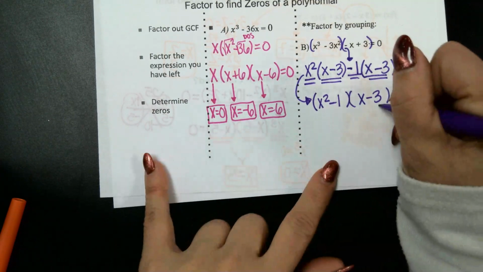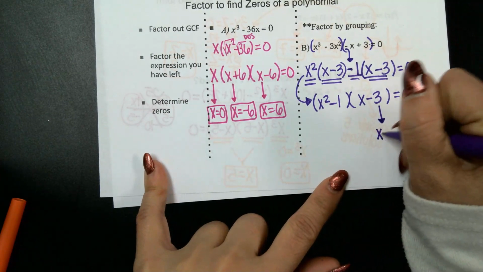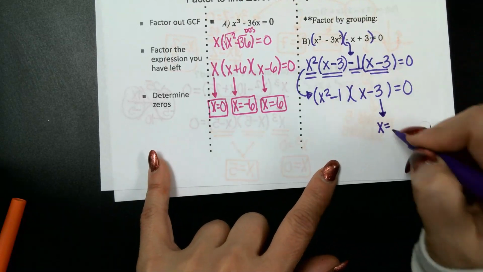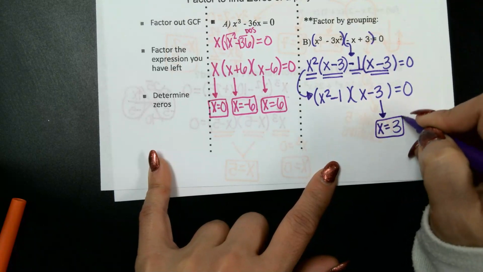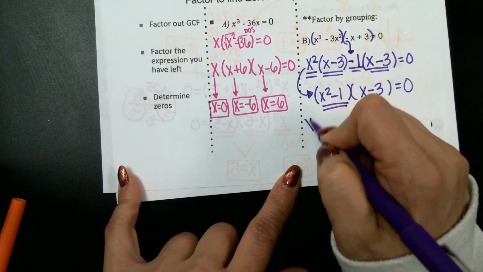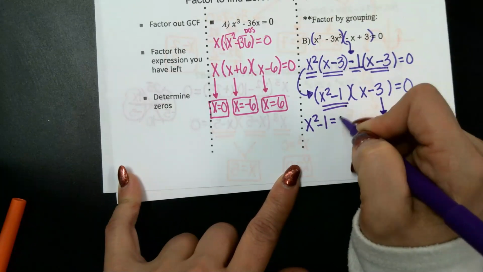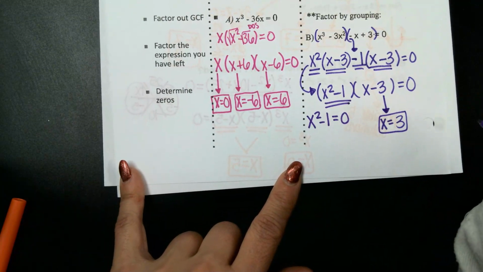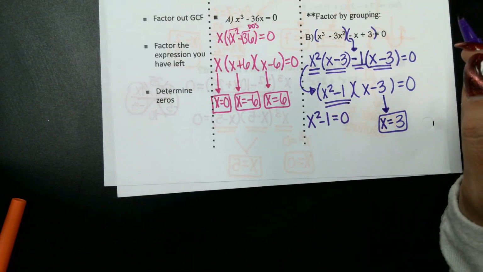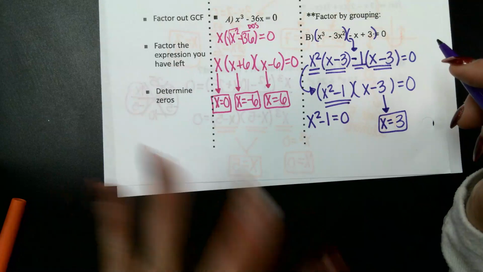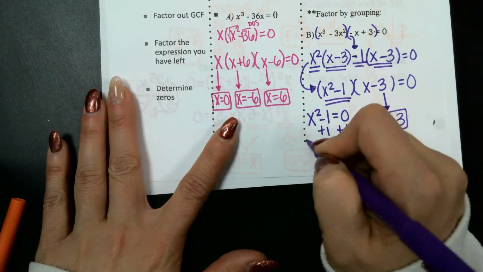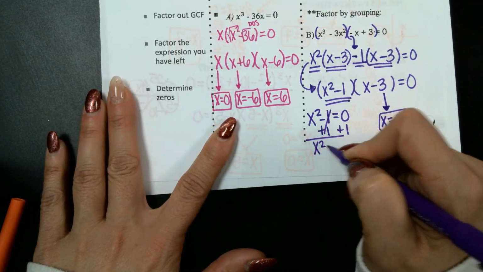Okay, now I know you guys can do this one in your head. If you were to set x minus 3 equal to 0, what would x be? Positive 3. This one over here, I'm going to require you guys to show because it has a squared in it. That's going to make something a little different here at the end. Okay, so I'm going to set x squared minus 1 equal to 0. And then how would I solve that? Add 1. So you have x squared equals 1.